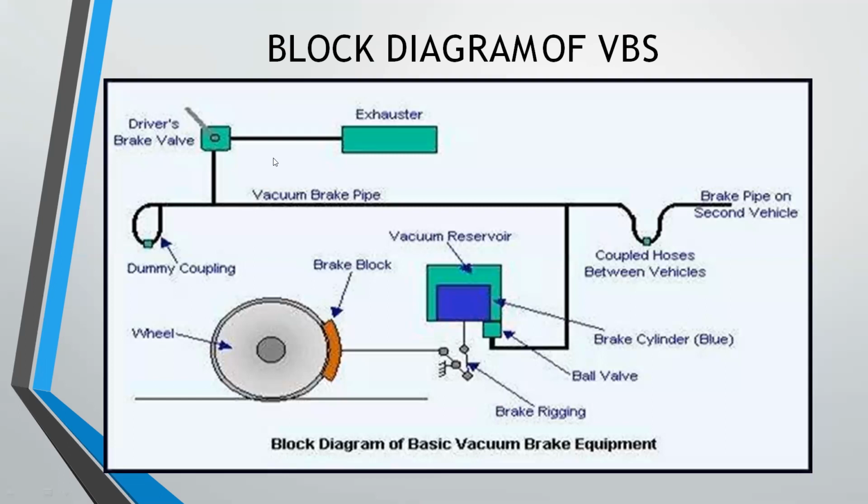The brake rigging is also moving, and the brake block has contact with the vehicle's wheel. Whenever we release the pressure on the brake pedal, automatically it is disengaged with the vehicle's wheel. Okay, it is the overall working of the vacuum braking system.